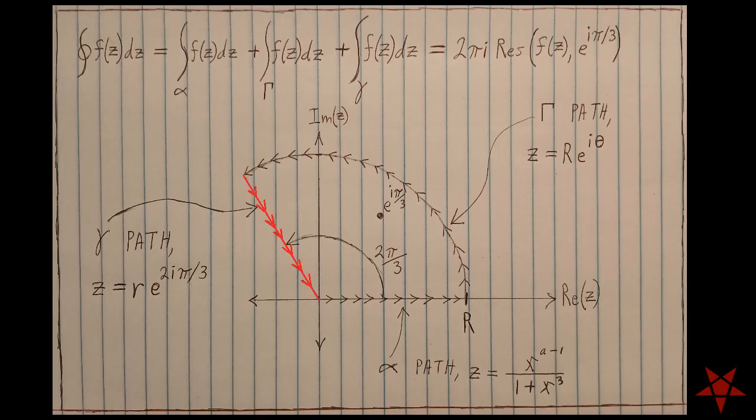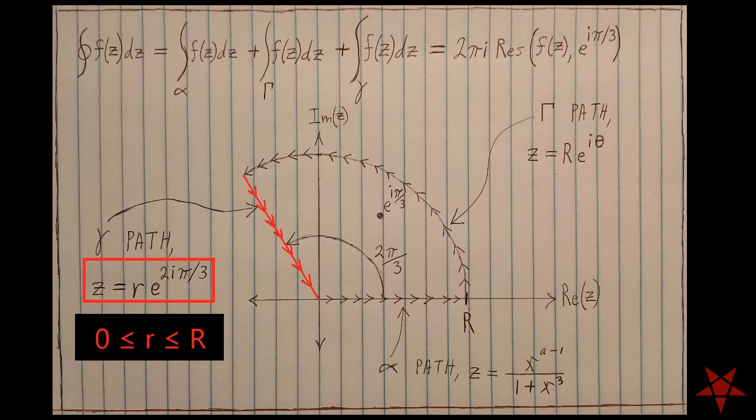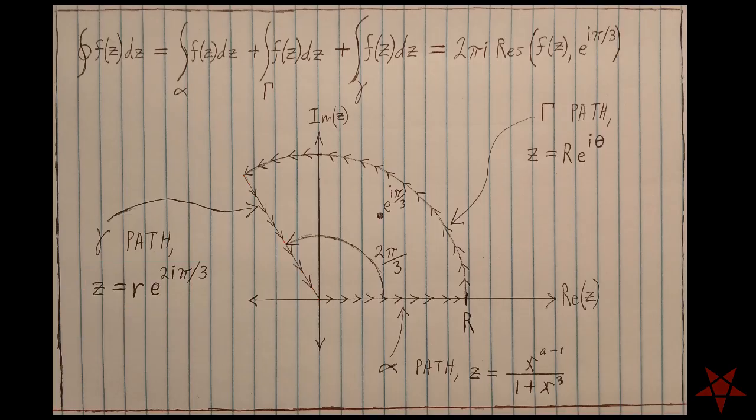A straight line linking the end of the aforementioned arc to the origin closes up our contour, and this line will be referred to as little gamma. Along this path, z is equal to little r times e^(2iπ/3). The variable little r changes from an initial value of capital R to a terminal value of 0 along the path of integration.